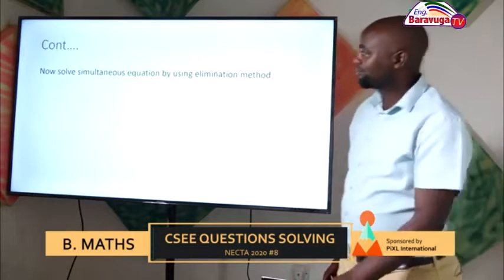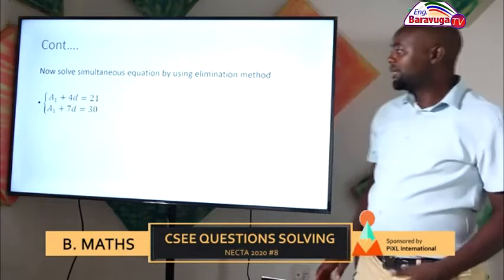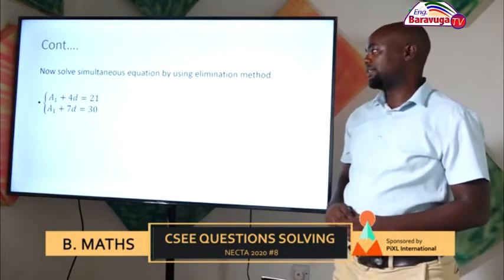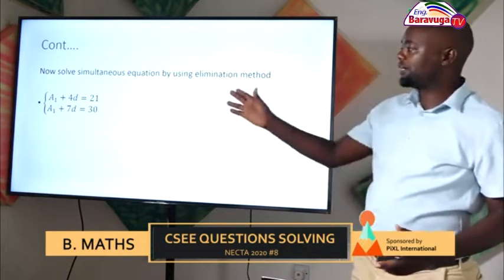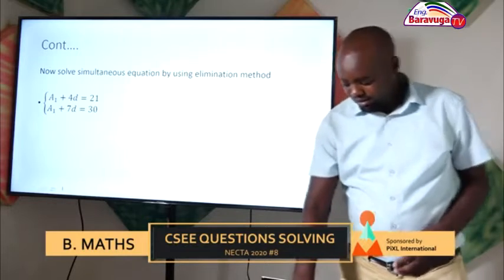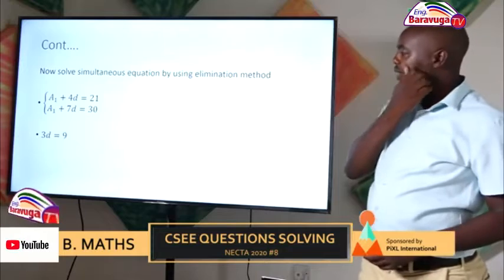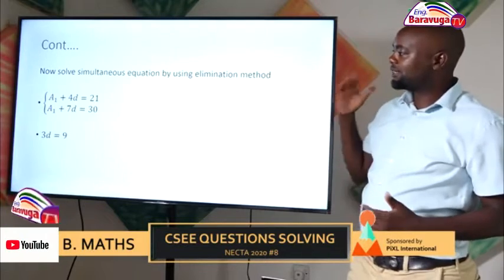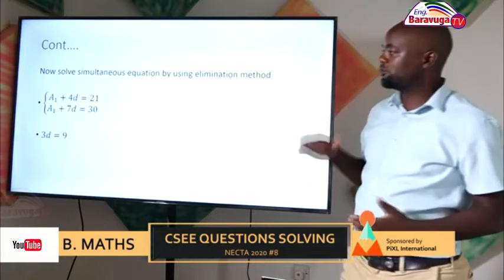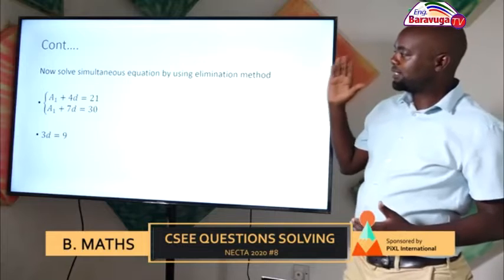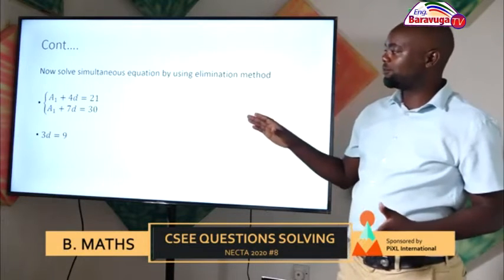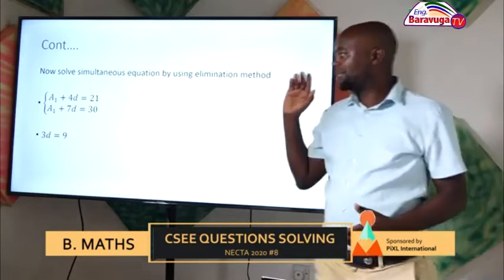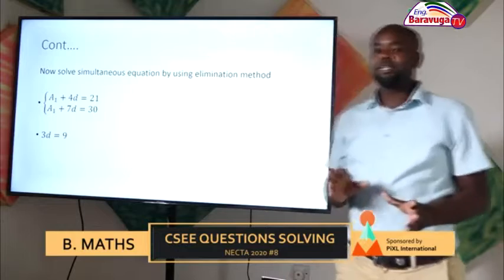So, solving those two equations simultaneously, you can use elimination, as I said. Then we are supposed to find the two unknowns. That means A1 we don't have and D we don't have. So when you use elimination, we are going to eliminate A1. Once you eliminate A1, automatically you remain with D. You take equation 2 minus equation 1. So you take A1 from equation 2 minus A1 from equation 1, automatically you get 0. And you take 7D from equation 2 minus 4D from equation 1, you get 3D.